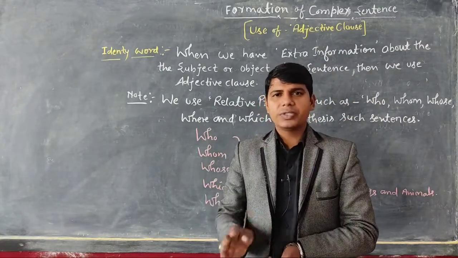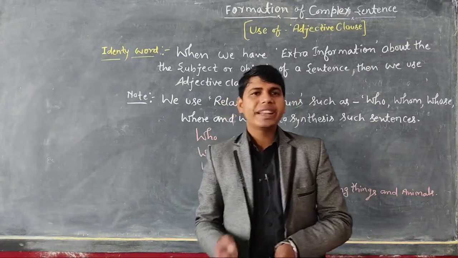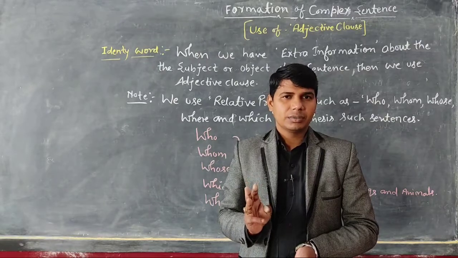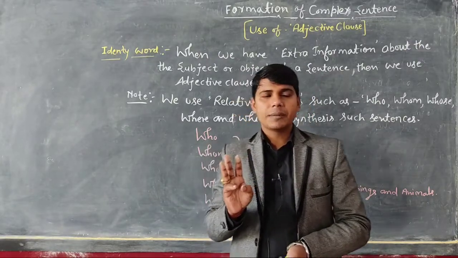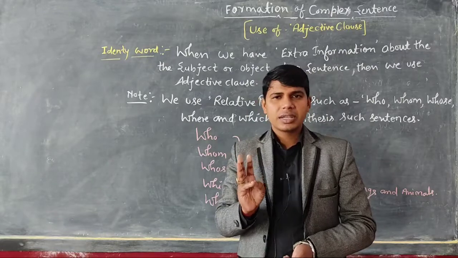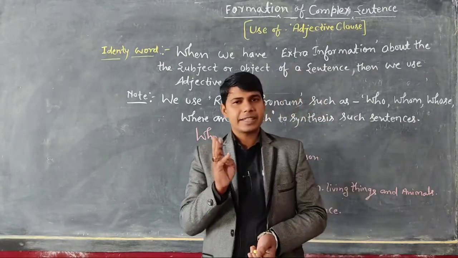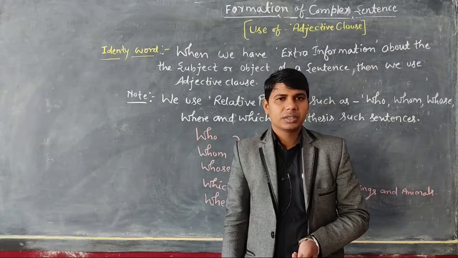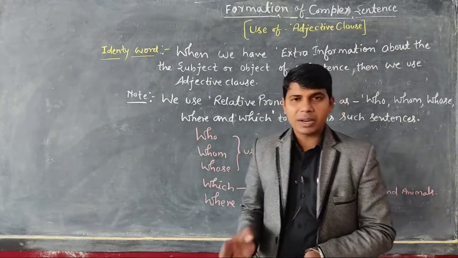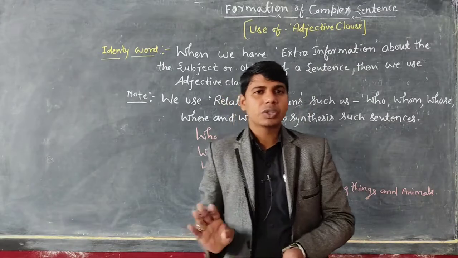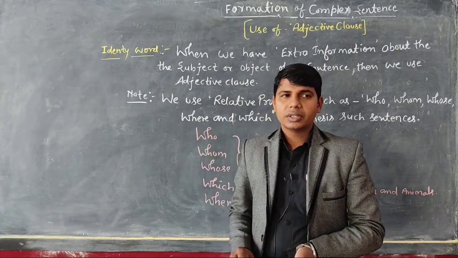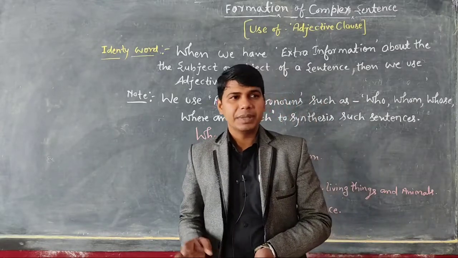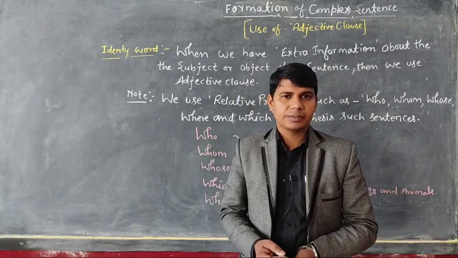As we know, we can form a complex sentence in three ways. We have only three methods. The first one by using noun clause, the second one by using adjective clause, and the third one by using adverb clause. In the previous video we have already learnt about the noun clause. So here we are going to study formation of complex sentence with the help of adjective clause.